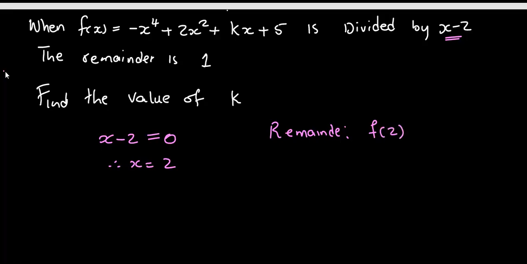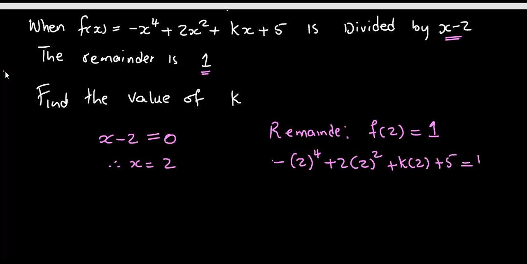So on the original equation, we're going to substitute where there's x, we put 2. But now it is given what that remainder equals. It is given that the remainder is equal to 1. I'm just going to substitute that. So where there's x, we need to put 2. So this will be negative inside the bracket 2 to the power 4 plus 2 into 2 to the power 2 plus k into 2 plus 5, and this is equal to 1.